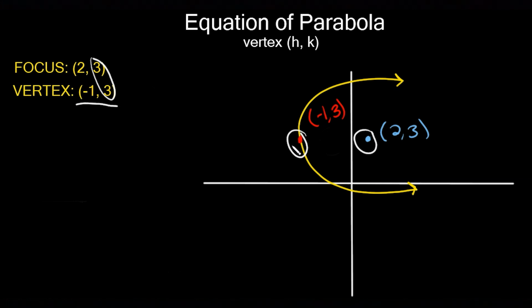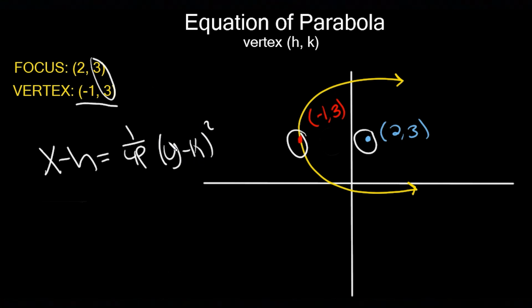So how do I get the equation of this here? The first thing that you want to do is write out the equation for a horizontal parabola. And that is going to be x minus h equal to 1 over 4p, and then in parentheses, you have y minus k, squared. Again, I'm grabbing that right off that table that I showed you at the beginning. And from here, you're really just plugging in.